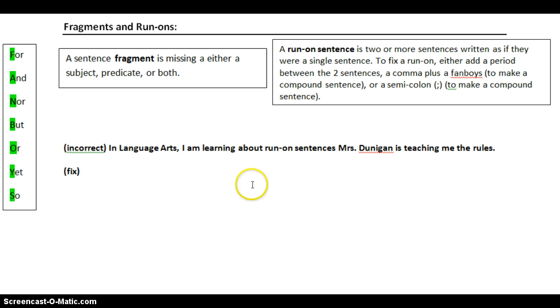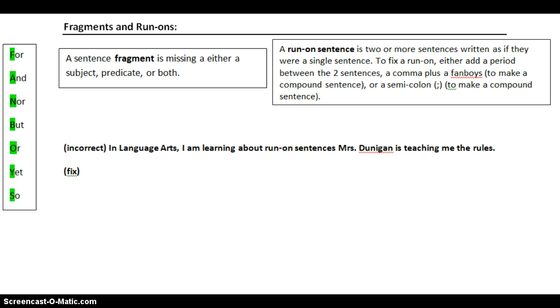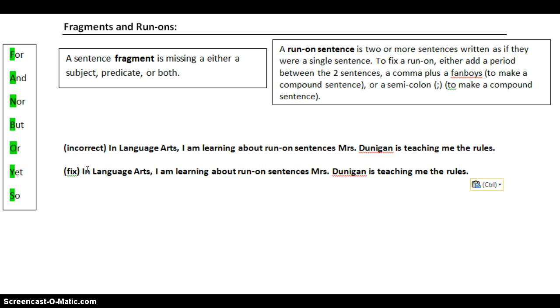All right, so here's going to be fix number one. We can say, in language arts, I'm learning about run-on sentences. I can put a period right here. And then normally we would need to capitalize the next word, but because Mrs. Dunnigan is a proper noun, we don't need to do that. It's already capitalized. All right, so that would be our first fix.